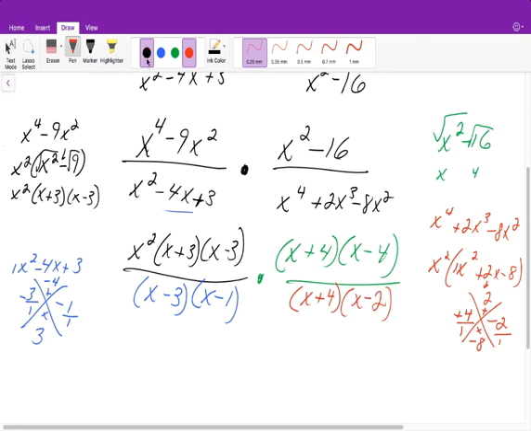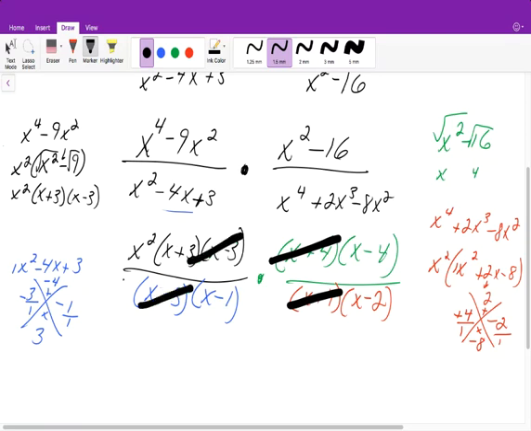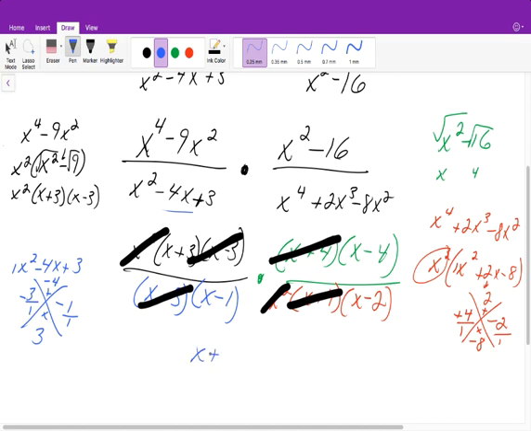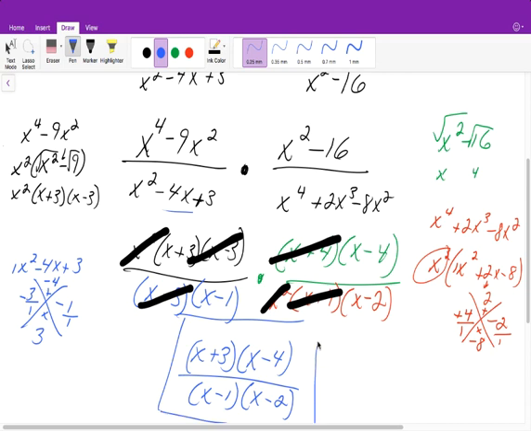All right, now we look to see, do we have any like factors that we can cancel out? Well, I have an x plus 4 and an x plus 4. I have an x minus 3 and an x minus 3. I'm sorry, I missed one more. This over here, I forgot our x squared. This x squared was here. So I can cancel out this x squared and this x squared. So all that's left now is this x plus 3 times this x minus 4 over top of x minus 1 times x minus 2. Now, you can leave this as your answer. As of right now, you do not need to multiply this through, and that will be your final answer.